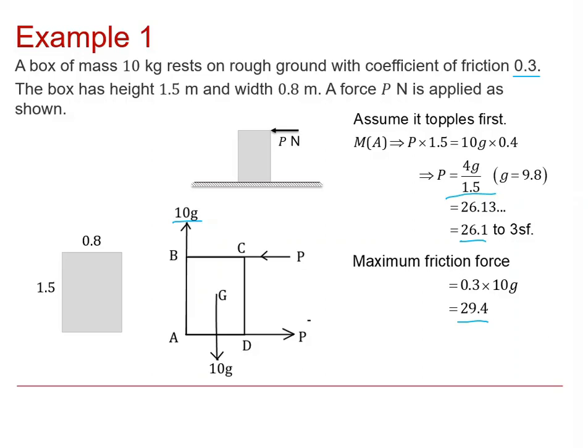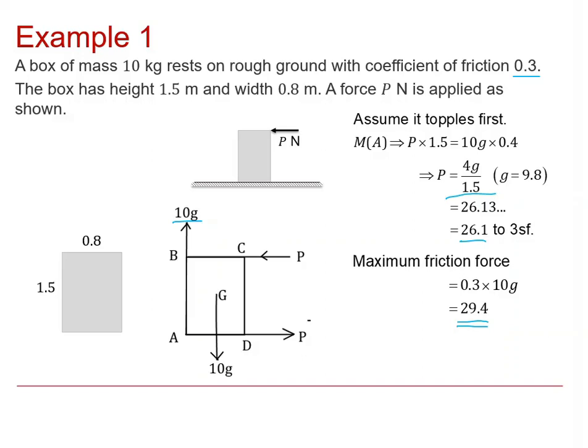The friction that we predict is less than the maximum available. If it had been the other way round, if our calculation of 29.4 had produced a value, presumably because it was a different coefficient of friction, less than 26.1, that would say that as we keep pushing and P increases, it would reach the limiting friction before it reached the force necessary to topple it. So it's the comparison of these two values which tells us whether it slides or topples first.